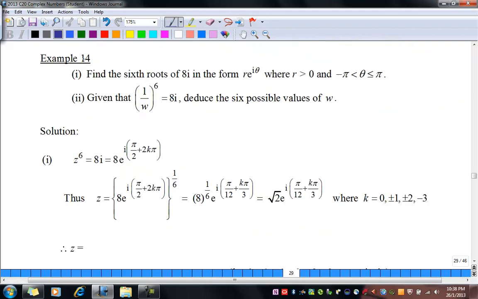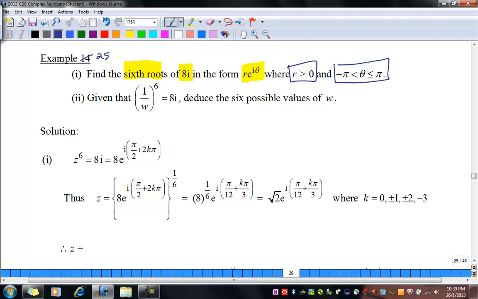We will now look at example 25, which is the last example on this concept of finding nth roots of a complex number. It has been wrongly printed as example 14 in your notes, so please change the numbering. Example 25 actually consists of two different parts. In the first part, I want to find the 6 roots of 8i in the form r e to the power of i theta, where r and theta meet the usual conditions for modulus and argument.